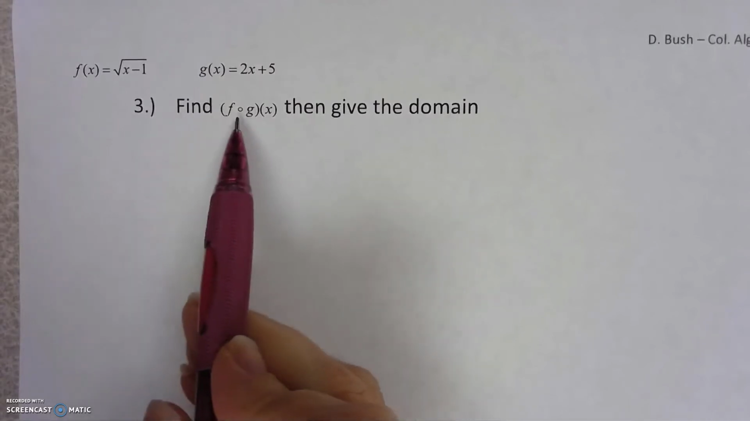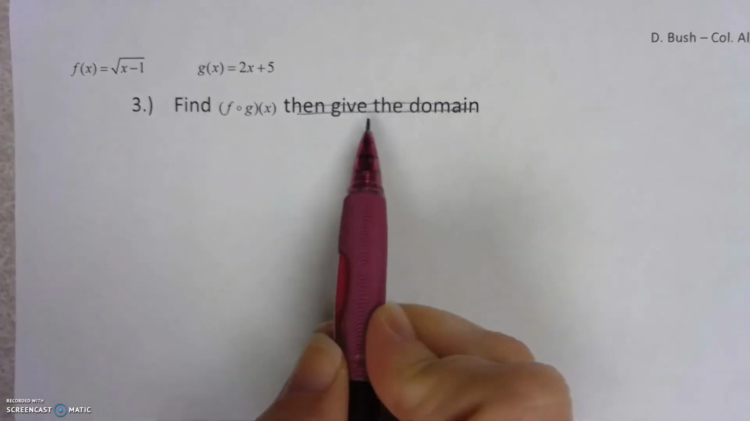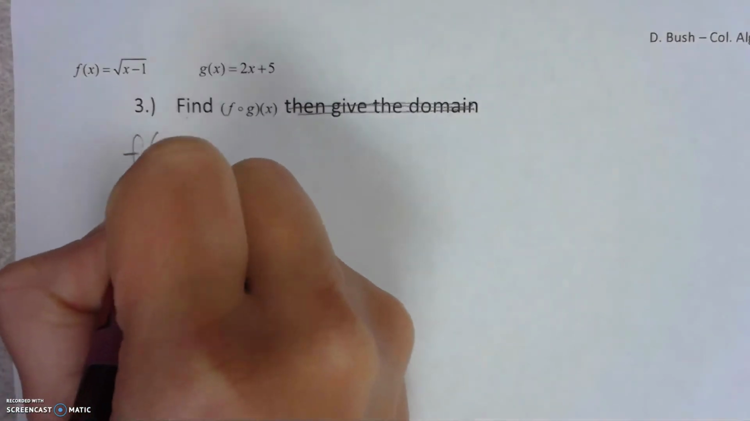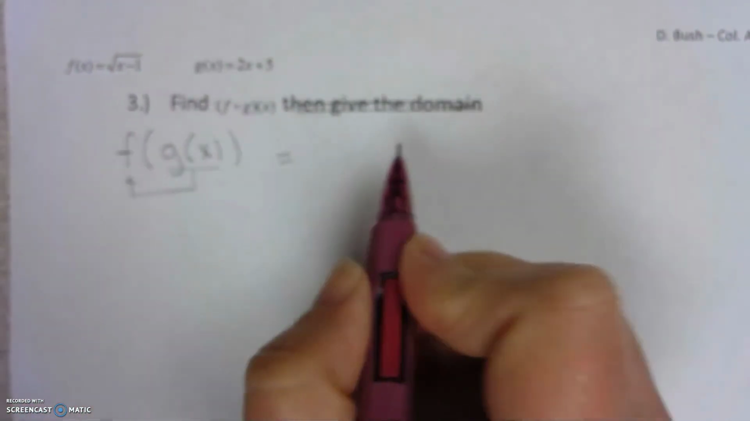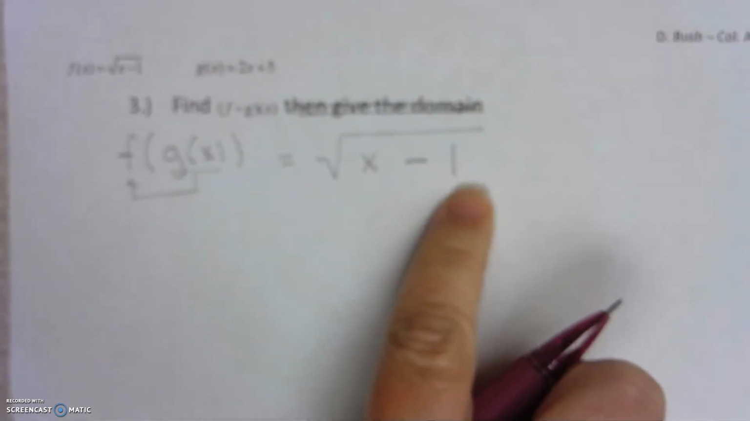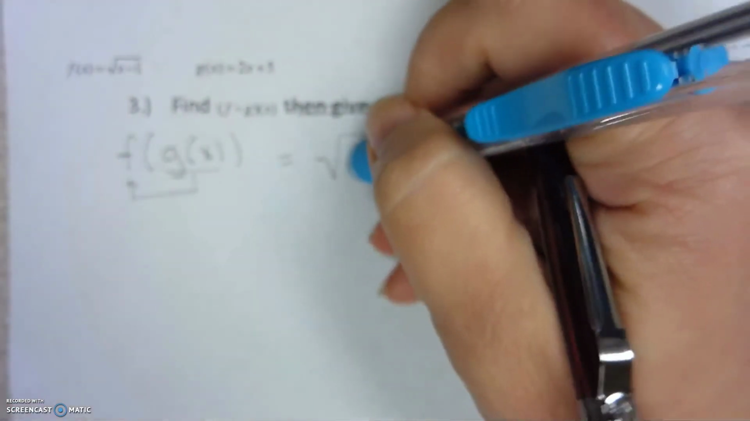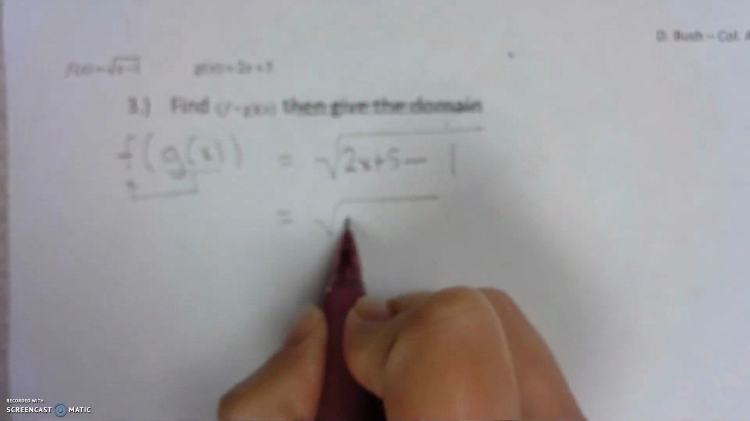This problem asks us to find f composite g of x. We won't worry about this portion. We're just going to find f composite g of x. So that means to find f of g of x. So we're going to take this function and plug it into this one. So function f is the square root of x minus 1. This is f. What I'm going to do is take g and put it in x's place. So I'm going to get rid of the x and put in the function g, which is 2x plus 5.